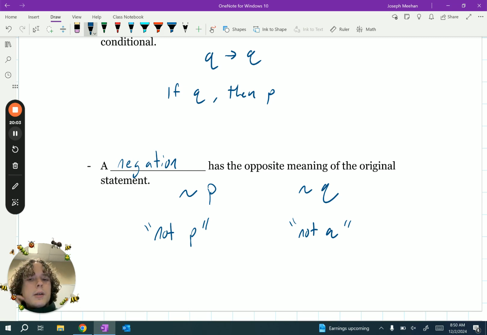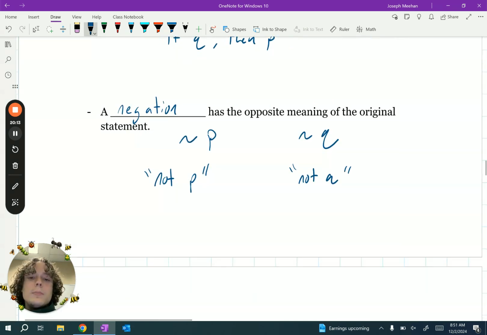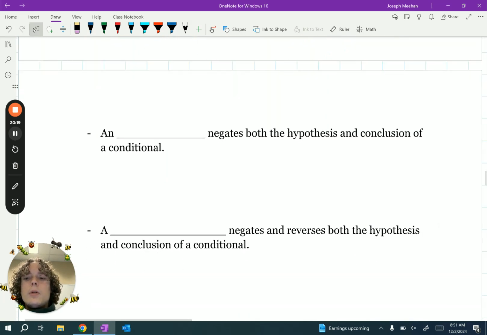So if the hypothesis, the P, says today is Monday, then the negation of that would be today is not Monday, right? Same thing for the Q, right? So that's the negation. And that little squiggly mark is just read as not, like it's not something. The next one says a blank negates both the hypothesis and the conclusion of a conditional.